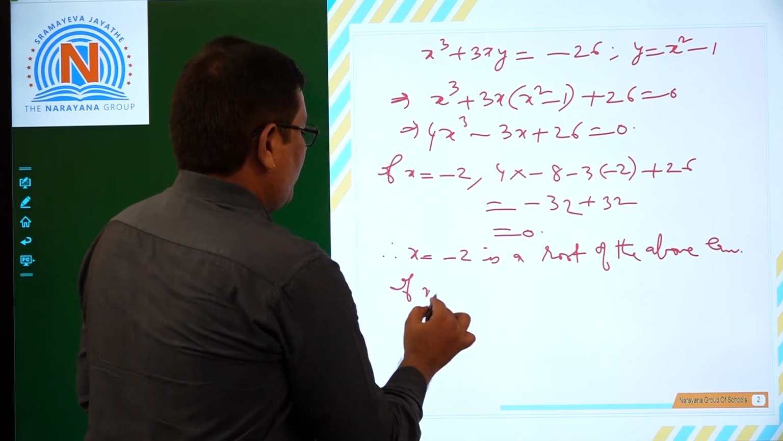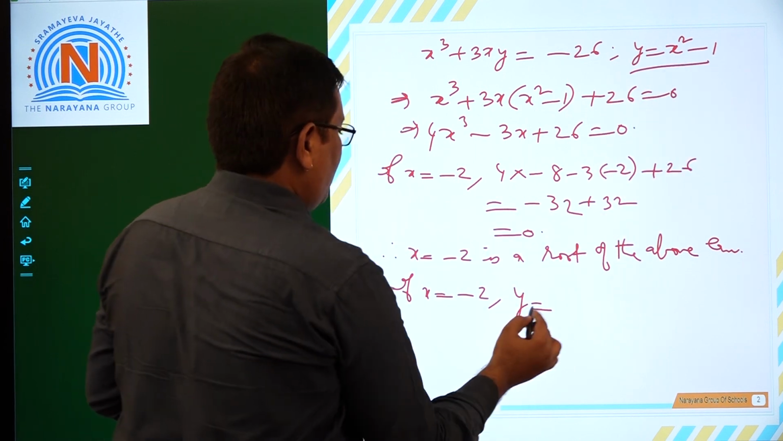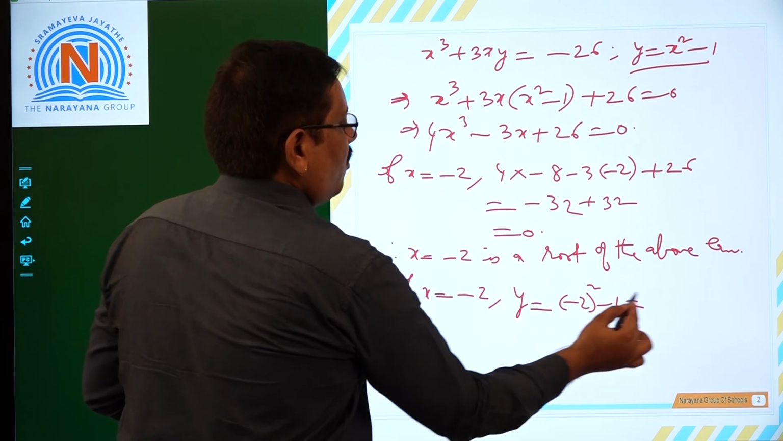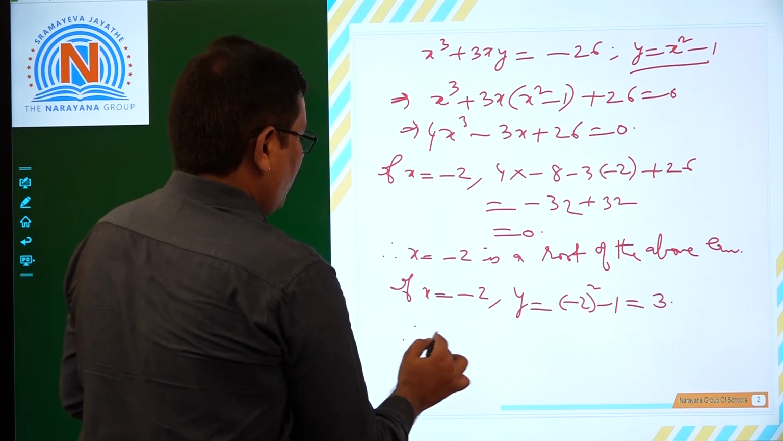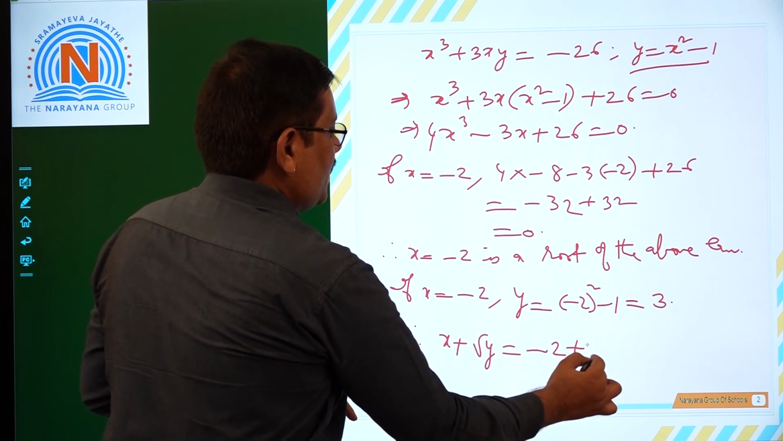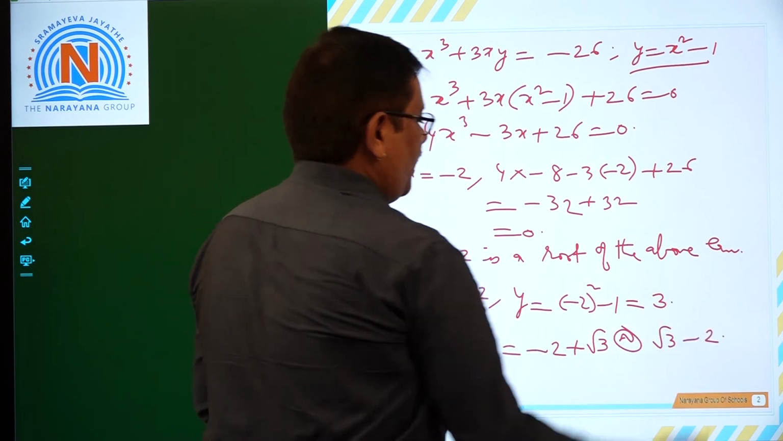If x is equal to minus 2, what is y? y is x square minus 1, that is minus 2 square minus 1, which is nothing but 4 minus 1, that is 3. Therefore, x plus root y is going to be minus 2 plus root 3, or we can say that as root 3 minus 2.